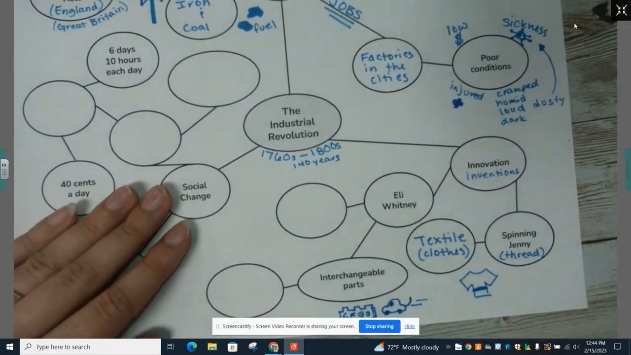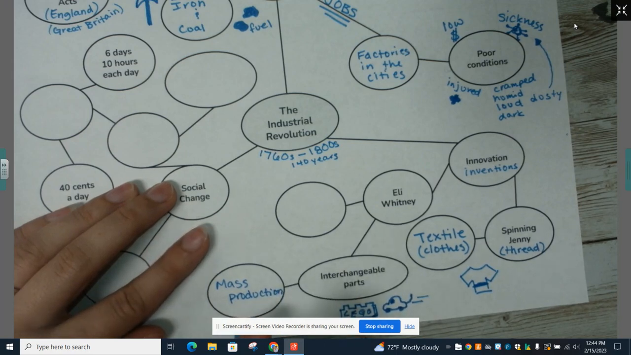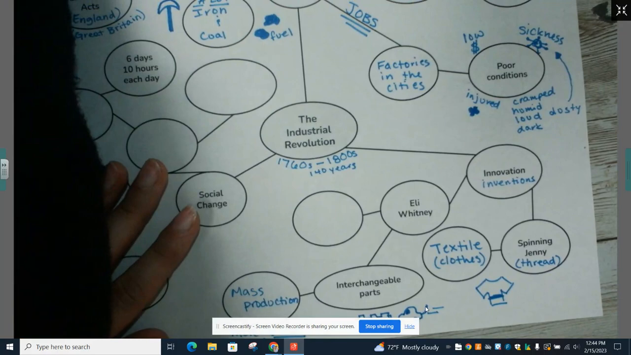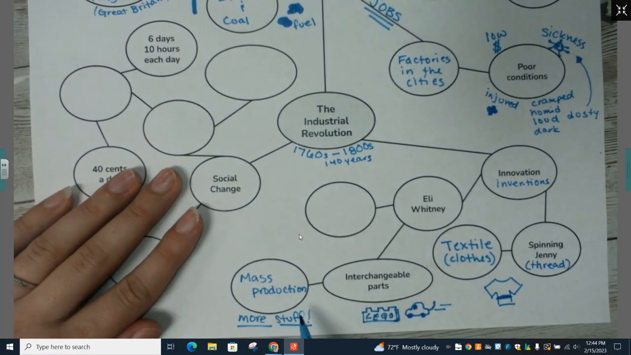Okay. And that also meant that mass production was possible, which basically means that more stuff was able to be made. Okay, so we got a lot more stuff. There we go. More stuff.